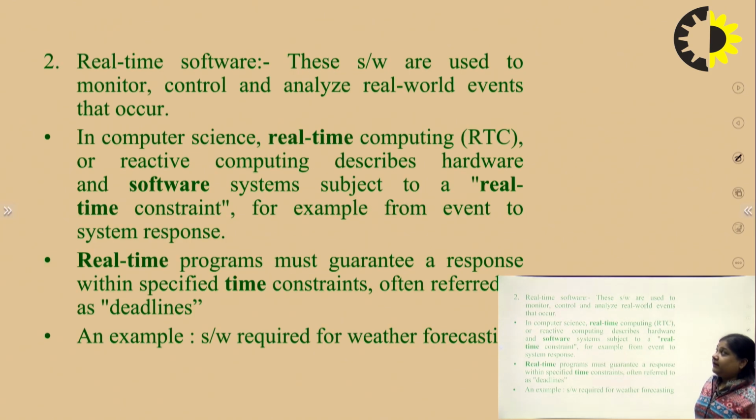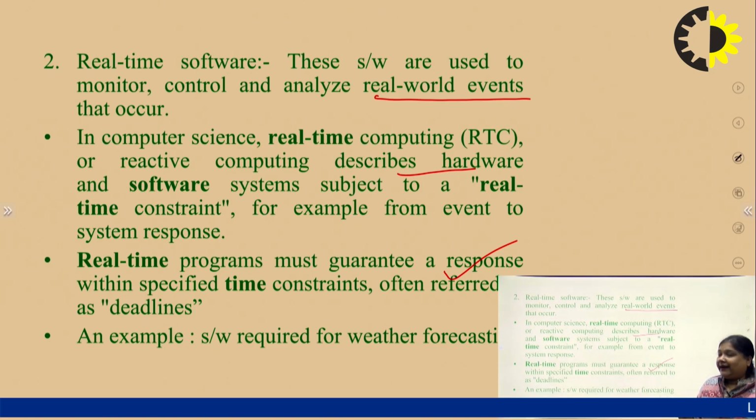Next one is real-time software. This software is used to monitor, control and analyze real-world events. Real-time computing, or reactive computing, describes hardware and software systems subject to a real-time constraint, for example from event to system response. Real-time programs must guarantee a response within specified time constraints, which we call the deadline. For example, software required for weather forecasting is an example of real-time software.